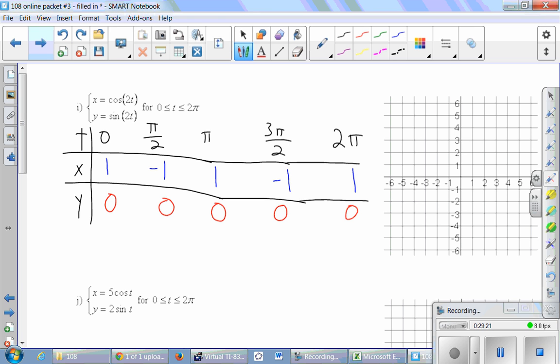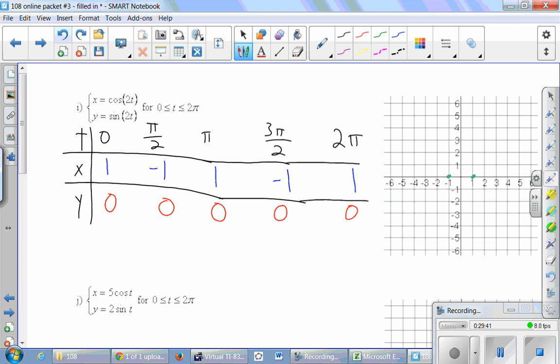Okay, so let's go ahead and plot these points. 1, 0 is here. Negative 1, 0 is here. And then we just get more copies of those 2 points. So apparently we're just kind of bouncing back and forth on this line. So I guess we're just kind of zipping back and forth somehow.